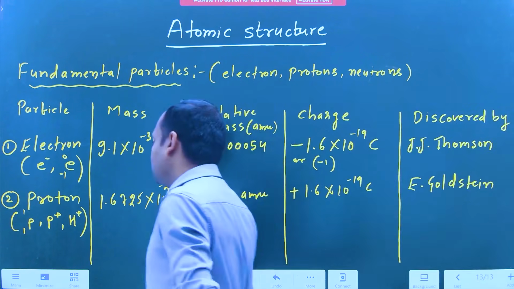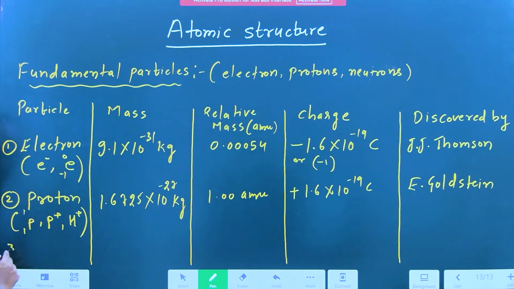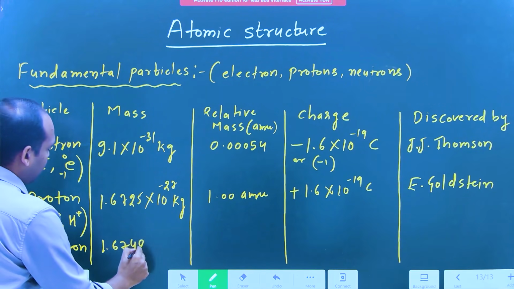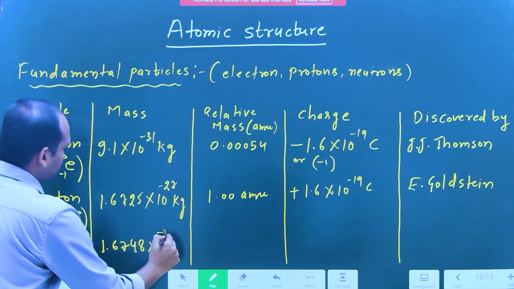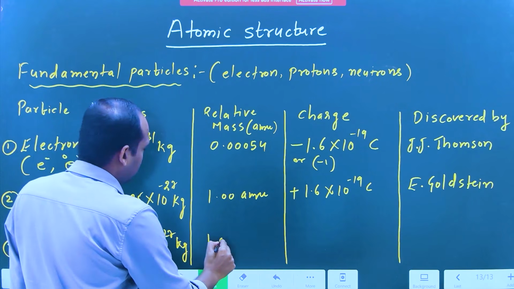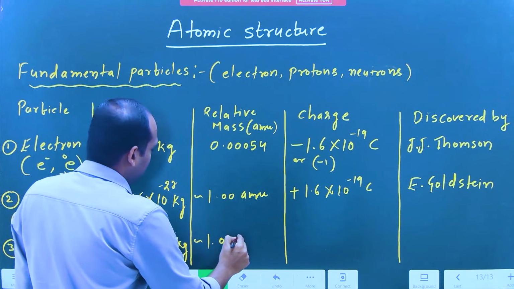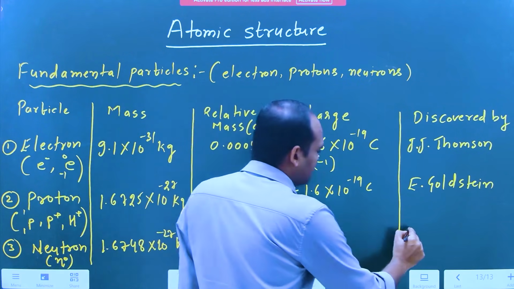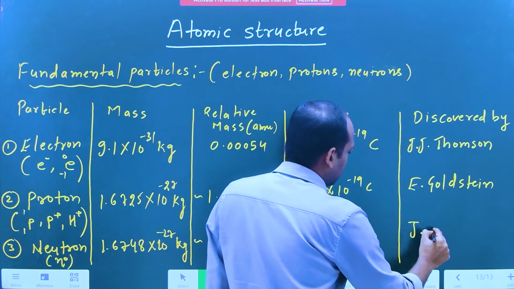And the third, after the electron and proton, is the neutron discovery. We can write it as n0. The mass of it is 1.4748 into 10 power minus 27 kg. It is also approximately 1 unit, 1 AMU. And the charge on a neutron is 0. It was discovered by James Chadwick.